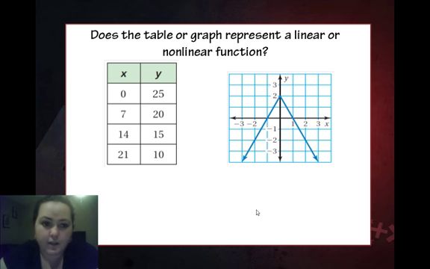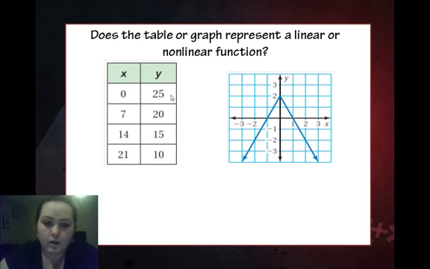Okay, pause and try these. Does the table or graph represent a linear or nonlinear function? Alright, if you look at the table, we're looking for patterns. So from 0 to 7, that would be plus 7. 7 to 14, plus 7. 14 to 21, plus 7. So the x has a constant rate of change.